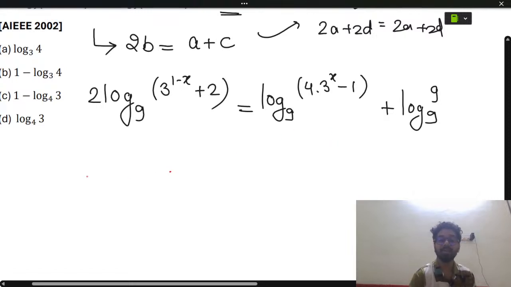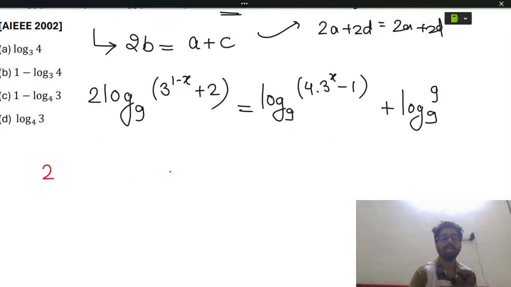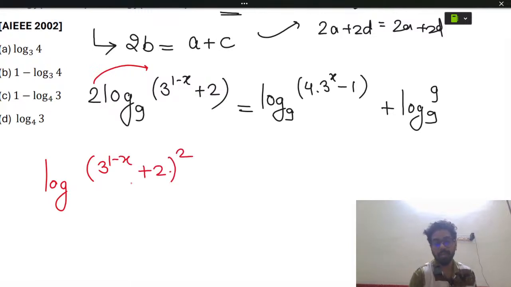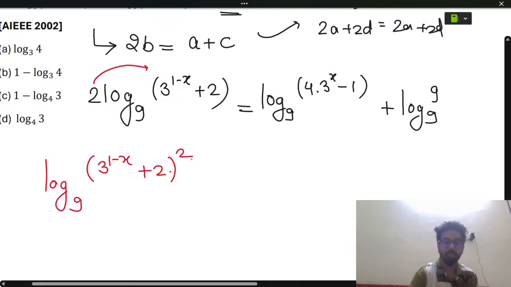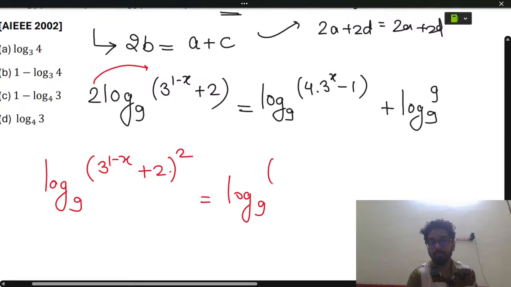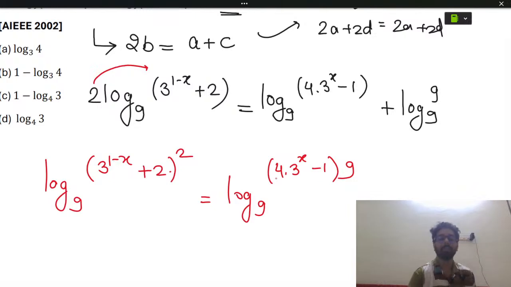Now over here, the next property is: what is log a plus log b when they have the same base? And what is n log a? The answer is that n will go into the power. So this whole thing will become log of 3^(1 minus x) plus 2, whole square. Okay, I will give you the properties of the log over here, so don't worry about this part. This is equal to log of 4 into 3^(x minus 1) into 9.